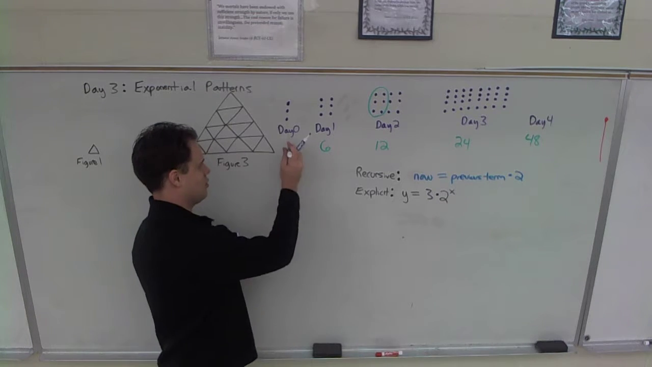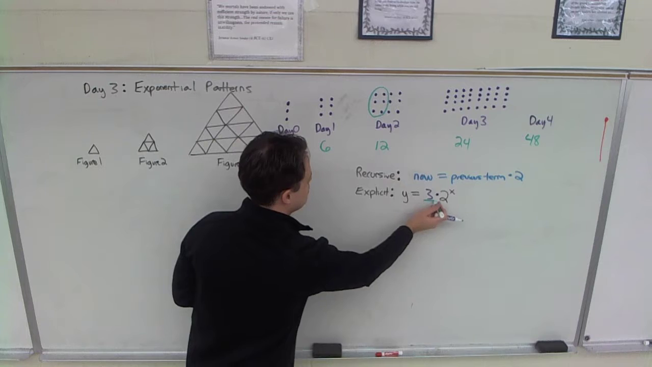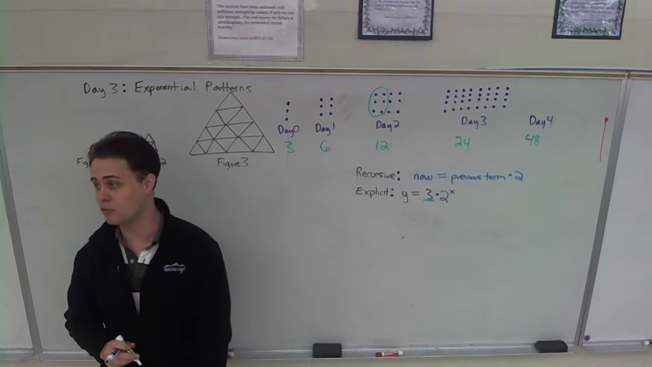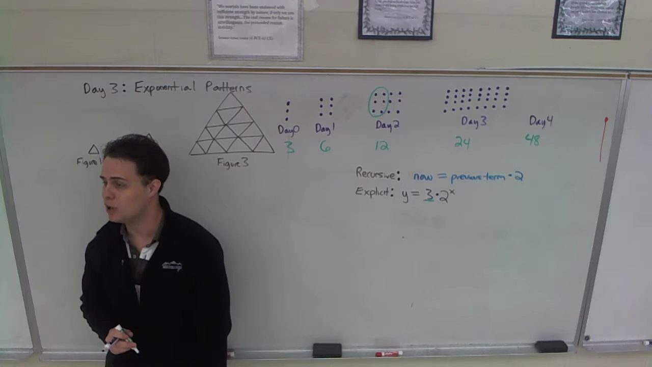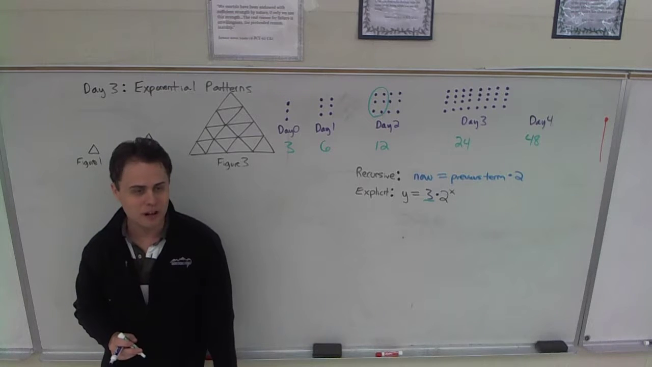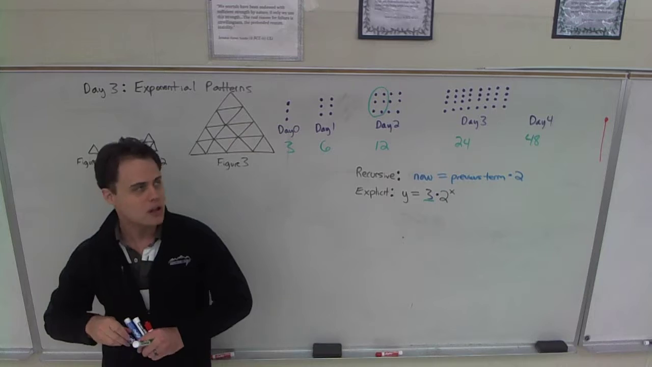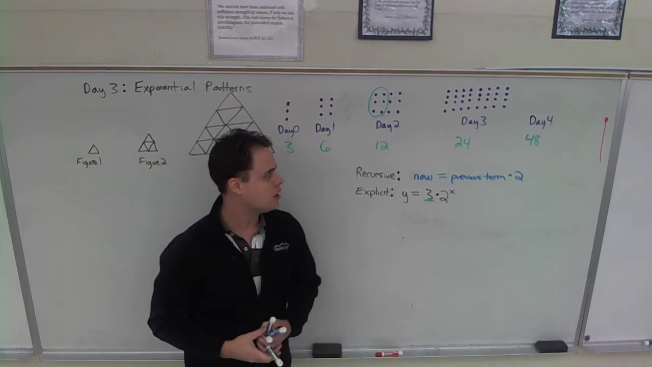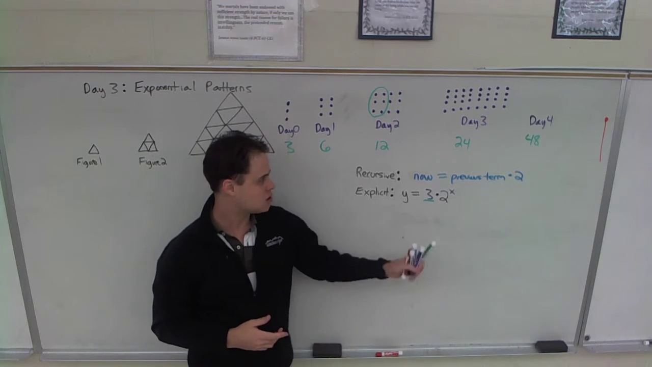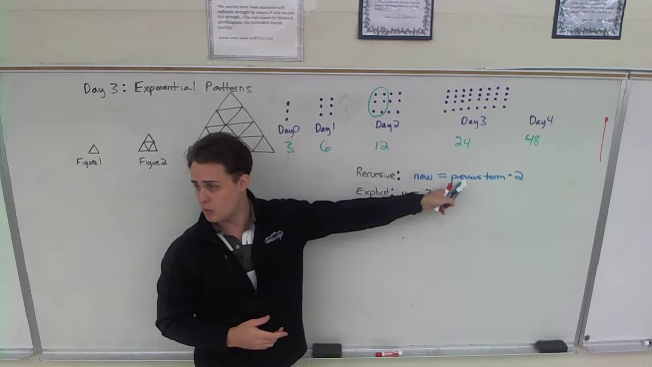So that would have been 3 dots, and that's this 3, which Miss Bradford came up with a different way. She came up with it by modifying the 2 to the x. Those are both good ways to come up with it. That's the explicit. So these are both good ways to think. If you want the 6th term, you could just keep multiplying by 2.